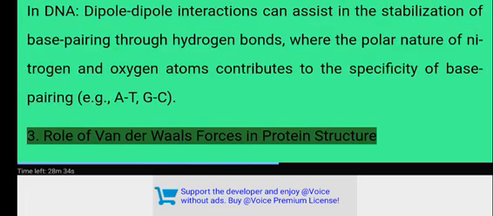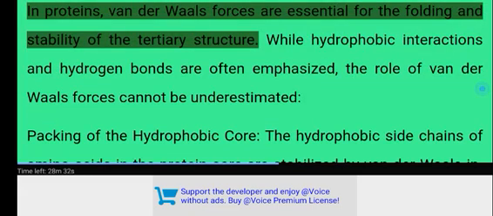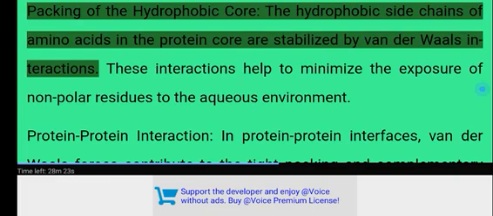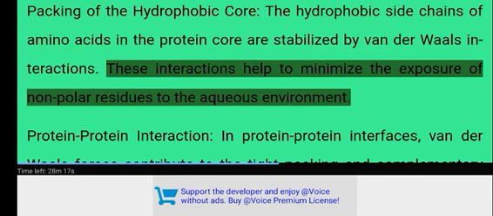3. Role of van der Waals forces in protein structure. In proteins, van der Waals forces are essential for the folding and stability of the tertiary structure. While hydrophobic interactions and hydrogen bonds are often emphasized, the role of van der Waals forces cannot be underestimated. Packing of the hydrophobic core. The hydrophobic side chains of amino acids in the protein core are stabilized by van der Waals interactions. These interactions help to minimize the exposure of nonpolar residues to the aqueous environment.